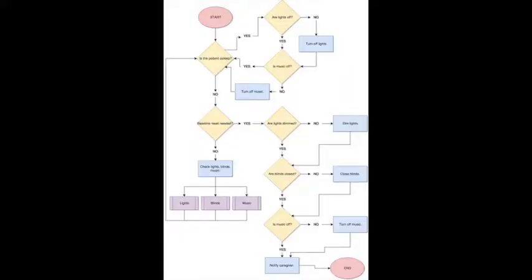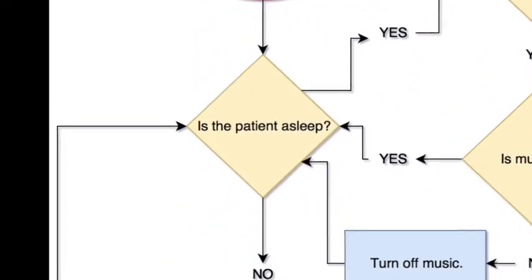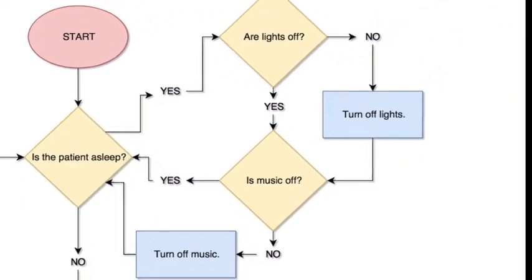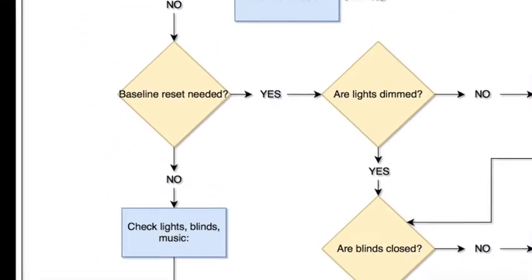Here is a block diagram explaining the process to convert brain signals into actions. Initially, the device checks for dominant delta rhythm for 1 minute to determine if the patient is asleep. If the patient is asleep, the device will shut off the lights and music if they are not already off until the lack of delta waves indicates that the patient is again awake. It then tests to see if the baseline reset is needed.